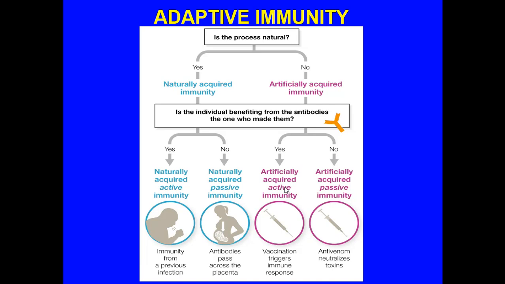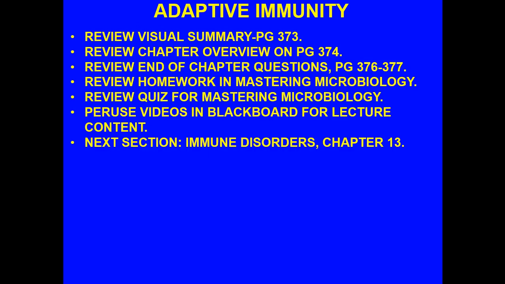And those memory cells are not only for B cells, but obviously, of course, T helper cells and memory T cytotoxic cells. Artificially acquired, if you have artificially acquired active immunity, an example is usually vaccinations. Artificially acquired passive immunity, that's usually something like anti-venom. Okay? Basically antiserums that neutralize toxins.